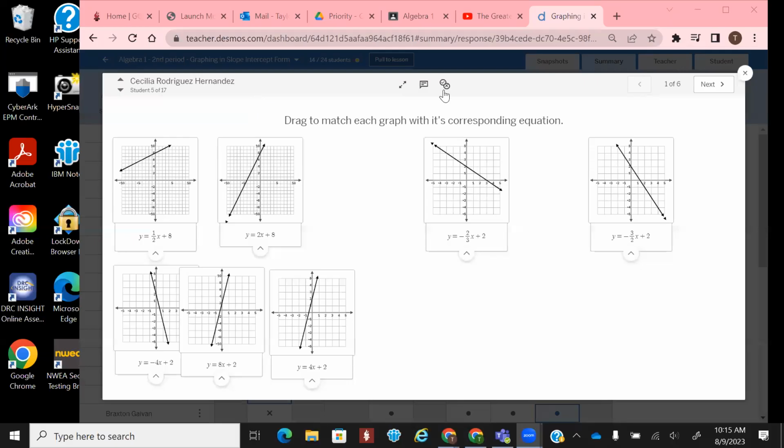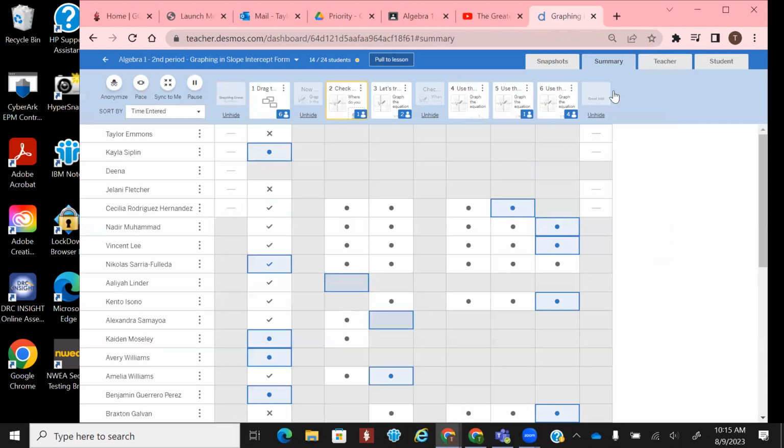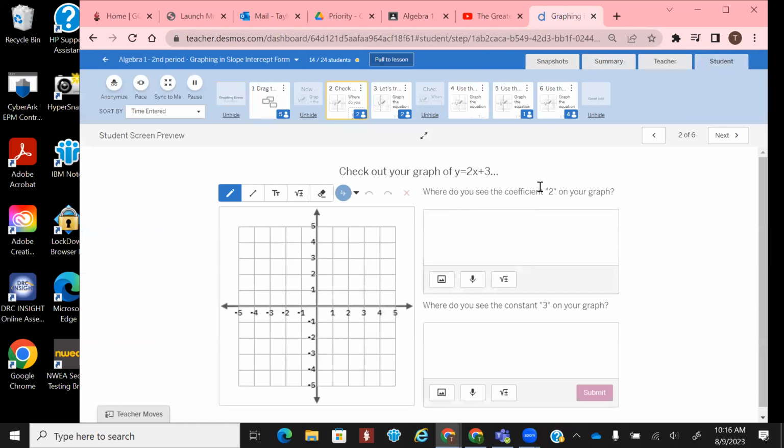If you did not get them correct, those are the answers up on the board. We need to be able to identify the graph. We need to make sure that we can identify the graph. On number 2, a lot of y'all were giving me some crazy stuff. So let's take a look at this.